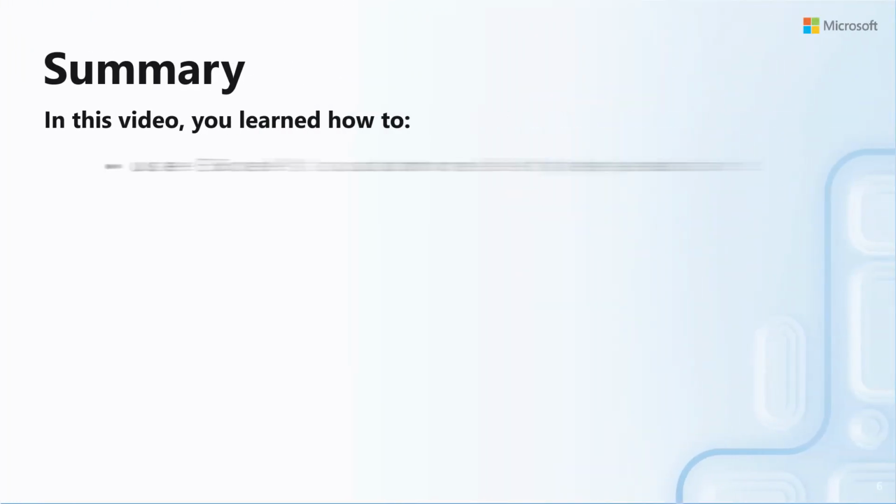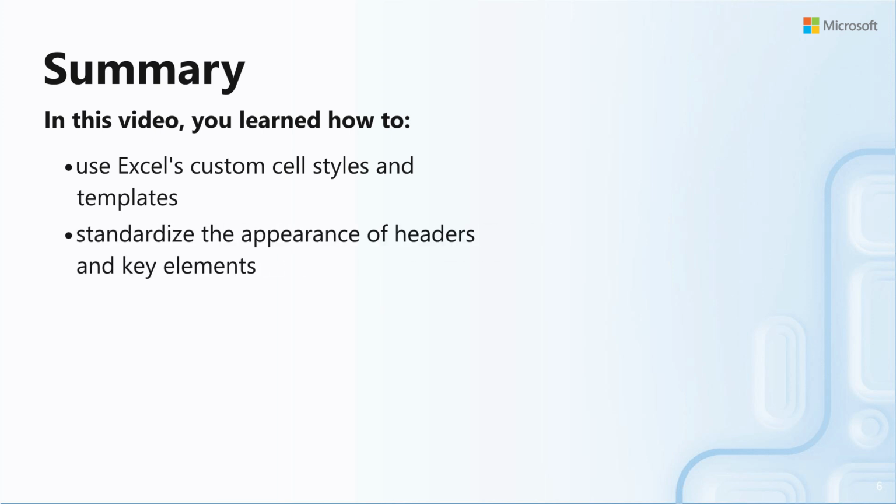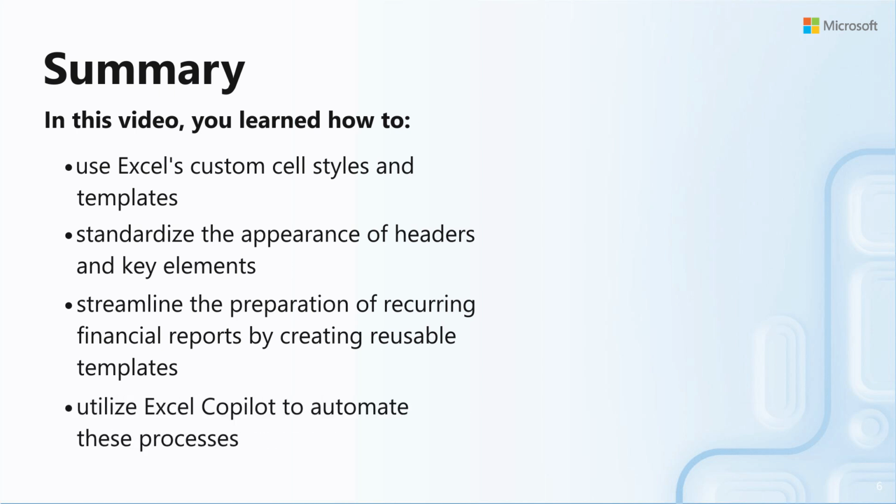Today we looked at how to use Excel's custom cell styles and templates to enhance the productivity and professionalism of your financial reports. By standardizing the appearance of headers and key elements, you can ensure consistency across all your reports. Additionally, we demonstrated how to streamline the preparation of recurring financial reports by creating reusable templates. With the help of Excel Copilot, we showed how to automate these processes, making your workflow more efficient while maintaining a polished and consistent look.